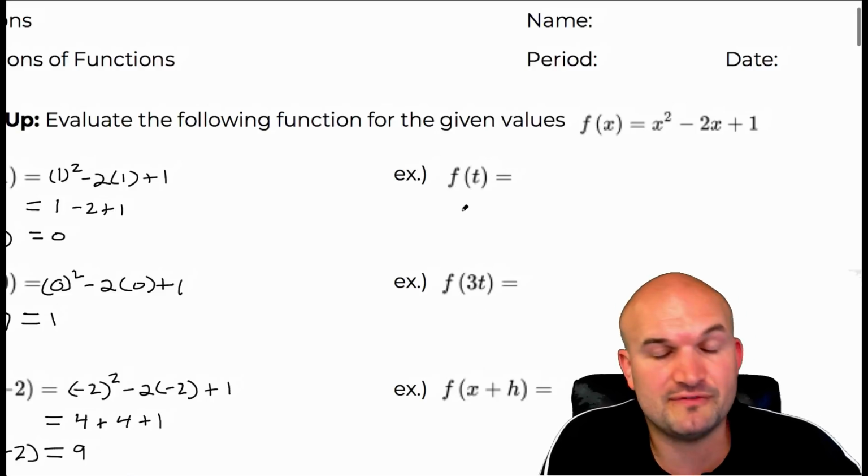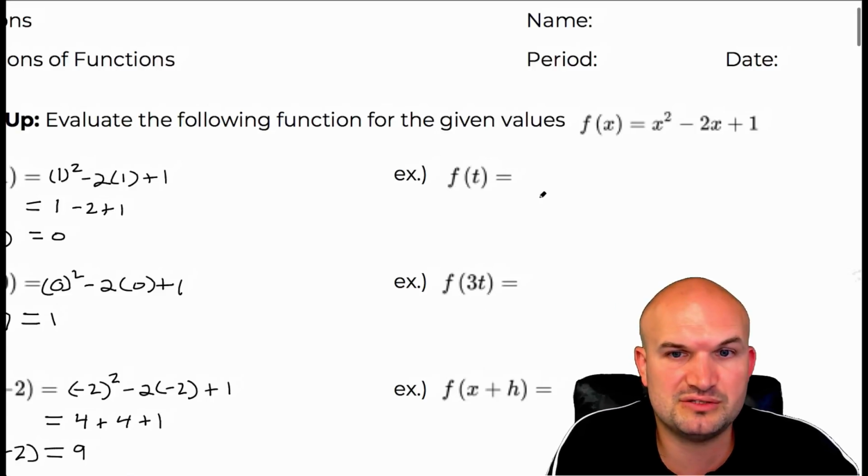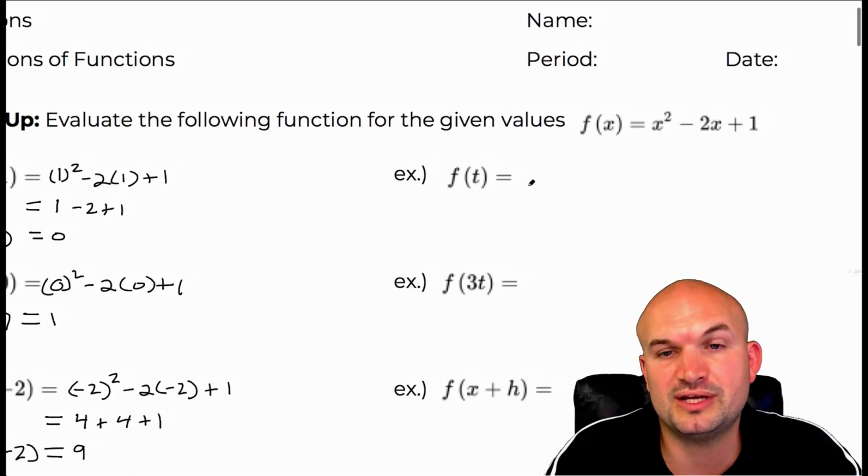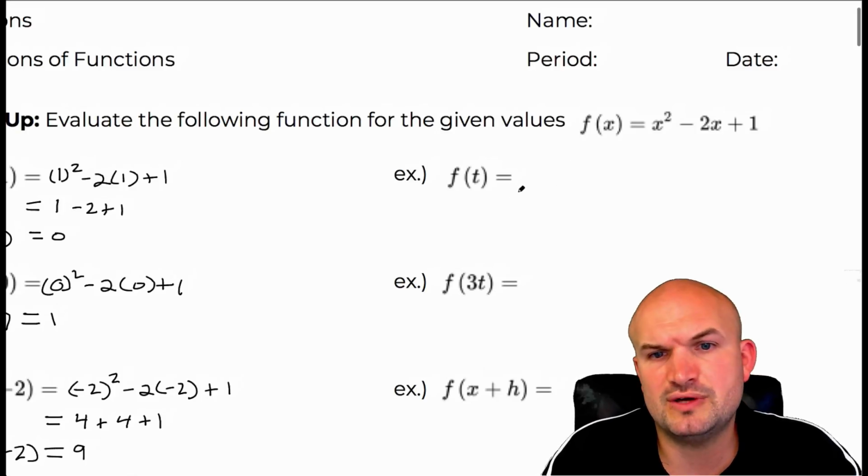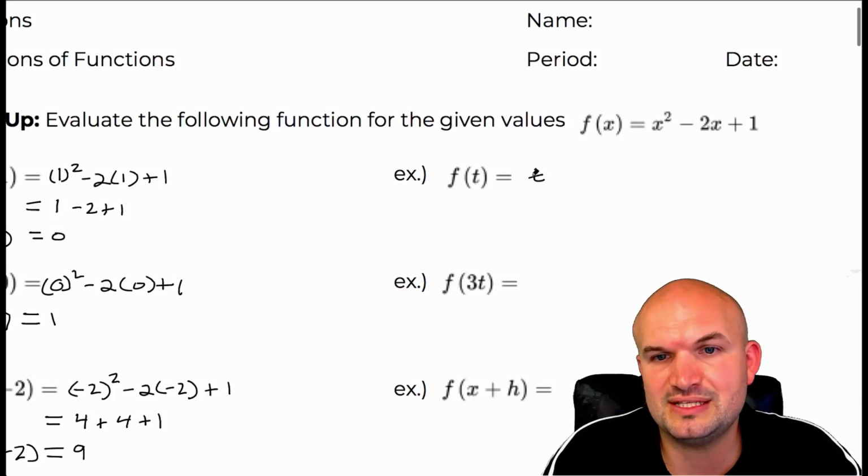Well, again, if you have a different variable, it doesn't really matter what the input value is. Just go ahead and plug it in. So if I plug in f of t here, there we go. That's just going to be replacing the x's with t's.